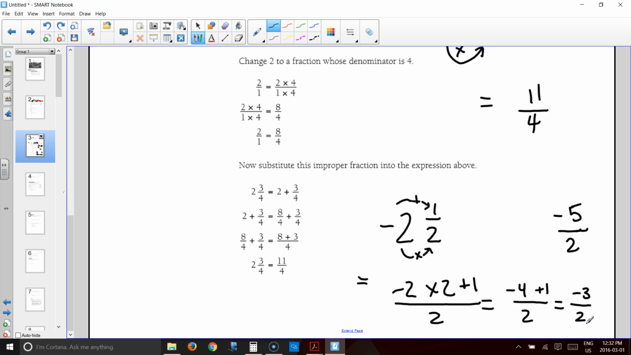Why doesn't it work? Or what could I do to make sure it works next time? Yes? You're ignoring the negative. Yeah, absolutely. When there's negative numbers involved, be careful. You need to ignore that negative.